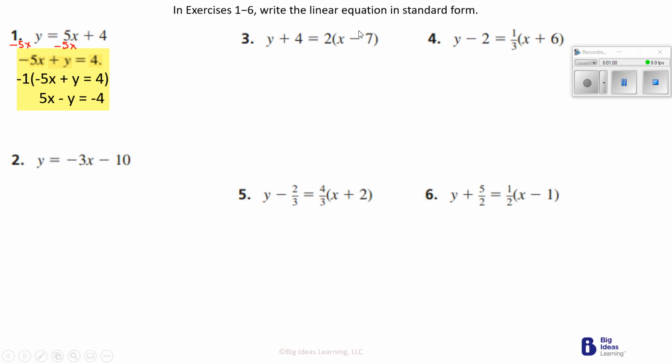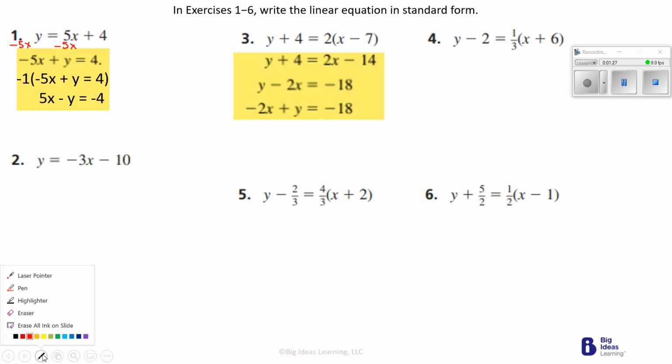We're going to distribute properties first, right? This is going to give us 2x minus 14. Now, once again, we're going to subtract 2 from this side, which means we'll subtract it from this side. That's where the negative 2x came from. We're also going to subtract 4 from this side, which means we subtract 4 from this side. And negative 14 minus 4 is negative 18. Now we have negative 2x plus y equals negative 18.